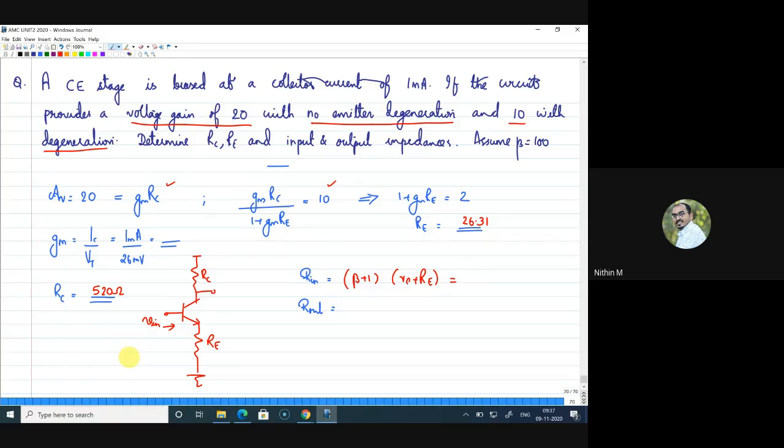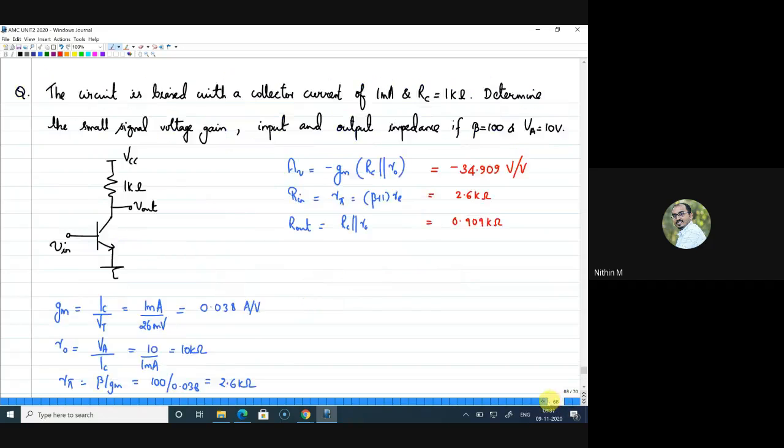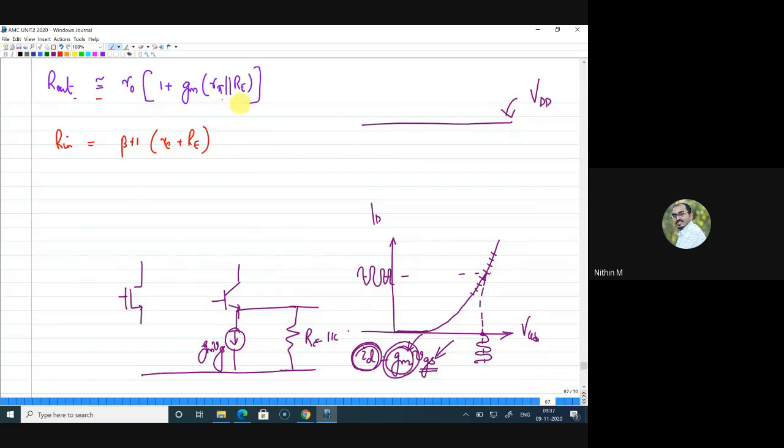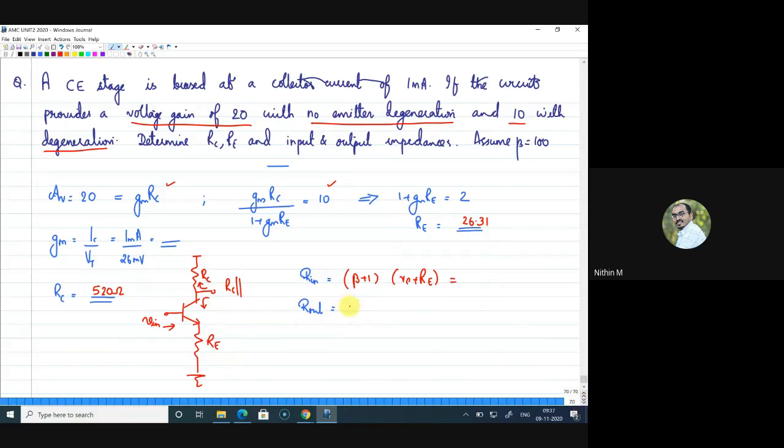Now R out is actually the resistance seen down in parallel to the resistance seen up for the circuit, right? So it is basically RC parallel to the resistance seen down, and we have written the expression the other day. Something like this: R naught into 1 plus GM R pi parallel RE. What is the value of R naught here? Since VA is not given, or we are not considering R naught, R naught is infinity. Since R naught is infinity, your output impedance is equal to RC, parallel to the resistance seen down.